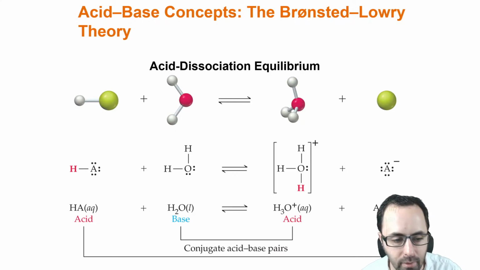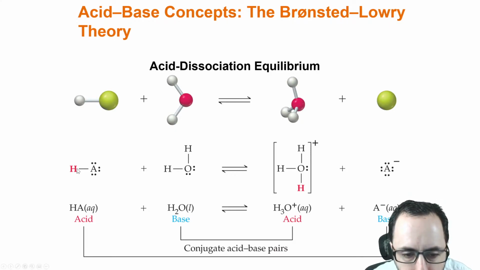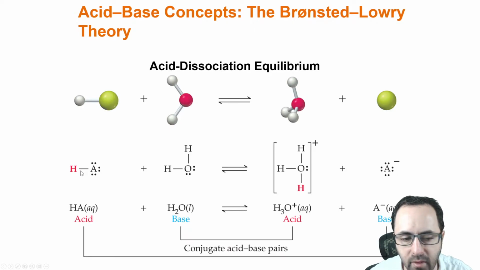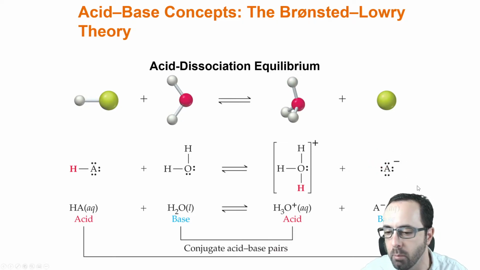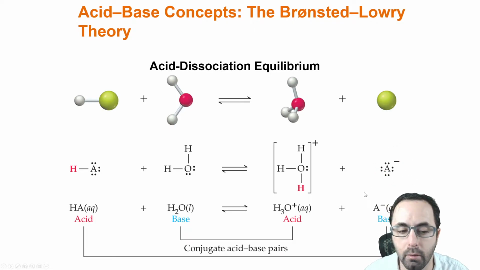Now what happens is the H+ leaves, and notice what happens here when it leaves. This bond involves two electrons. When the H+ leaves, both of those electrons are left behind, and they're left behind as a lone pair on this A-. The H+ does not take any electrons with it. That's why this ends up with a negative charge. It has an extra electron now, right here.